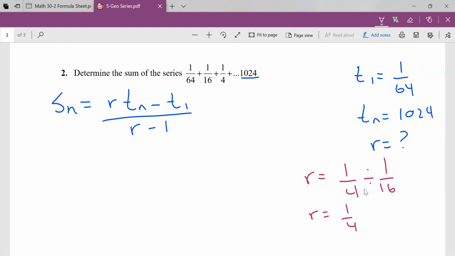And multiply by the reciprocal. Well, guess what? The ratio ends up being 4. There we go. Now watch. Sub that into the formula.